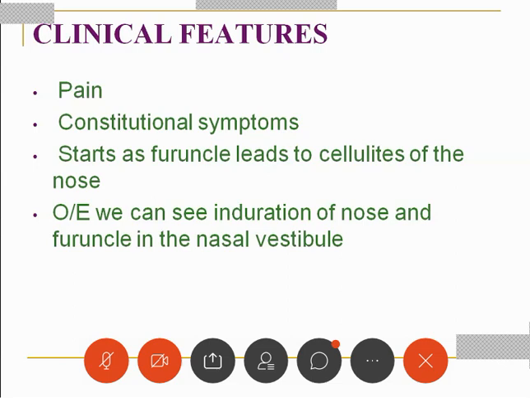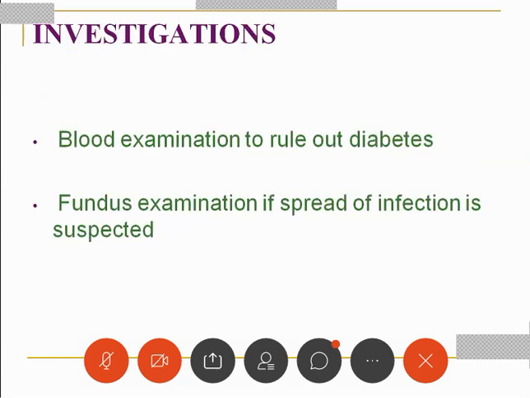Again, we can see the induration of the nose and furuncle in the nasal vestibule, of course. That is the findings. Investigations: blood examination, tests for diabetes, and fundus examination if spread of infection is suspected. Cavernous sinus thrombosis is suspected when there are changes in the fundus of the eye. So that's how we investigate.